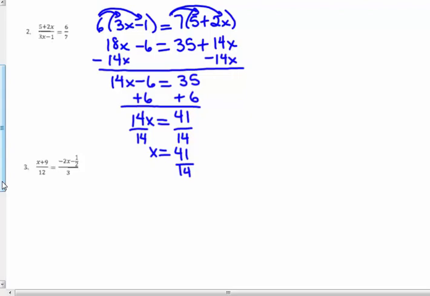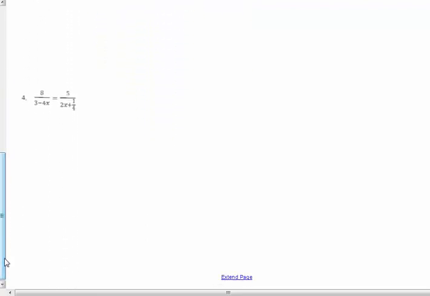I would like you to do number 4. Number 4 has 8 times the quantity 2x plus a fourth, not bad, and 5 times the quantity 3 minus 4x. Watch the negative in that one. I'm going to stop the video now, but I would like you to do number 4, and that's one that I'm going to do in class to check that you have it done. If you want to try number 1 and 3, you may also do that. So that's it for today.